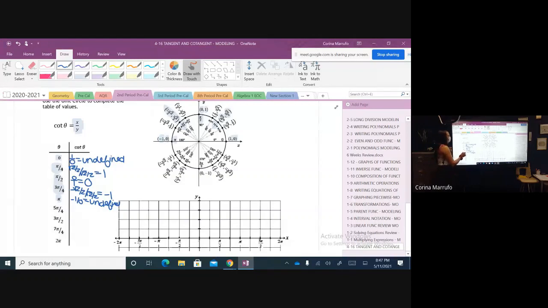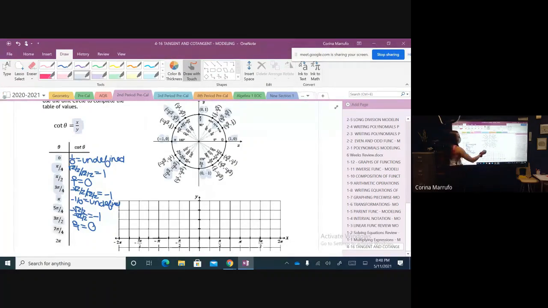Okay. The next one at 5 pi over 4. So here's 5 pi over 4. We have the negative square root of 2 over 2 divided by the negative square root of 2 over 2. And so that's going to give me negative 1. And then next, we have 3 pi over 2. We're going to take our x value, which is 0, and divide it by our y value, which is negative 1. So 0 divided by negative 1 gives me 0.